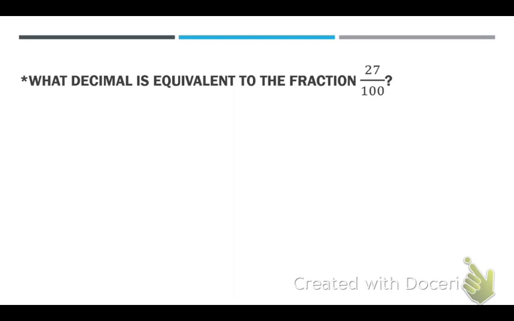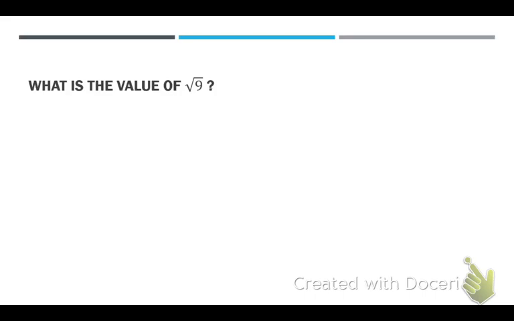All right, you guys did that one really quick. What decimal is equivalent to the fraction 27/100? 0.27. Very good. Okay, guys, what decimal is equivalent to the fraction 6/10? 0.6, because that is the tenths place. Okay, so how many of you are looking at this and saying, I do not know what that is?